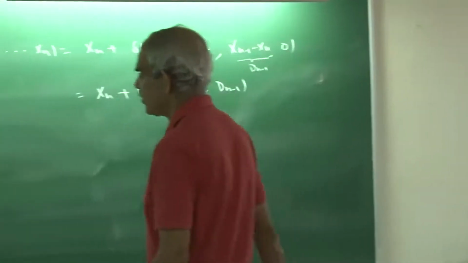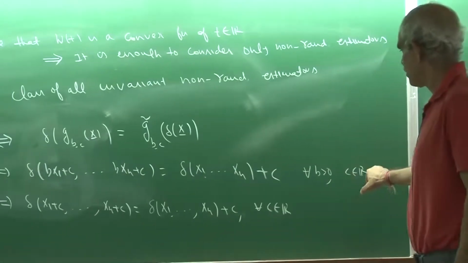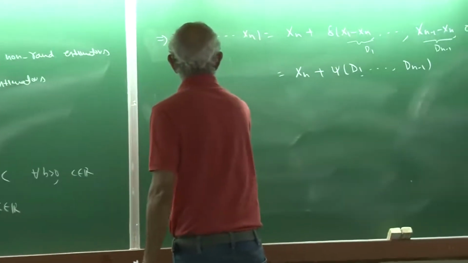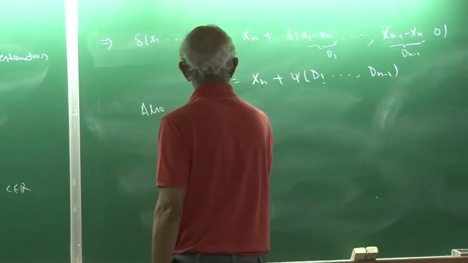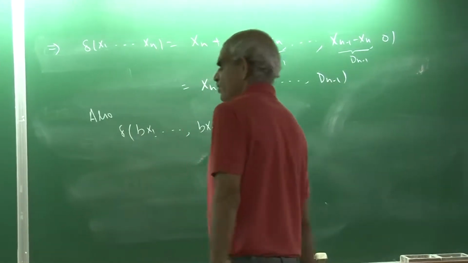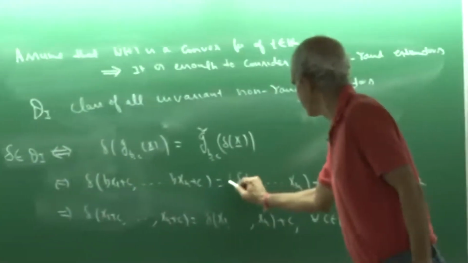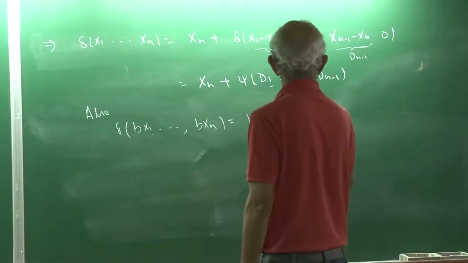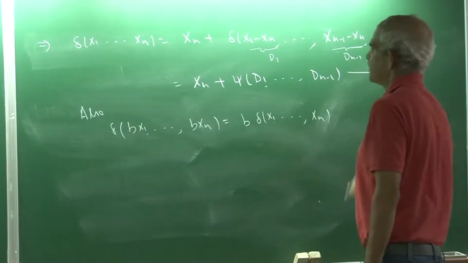Now I try to use the degrees of freedom which I can get by choosing c to be 0. So I take c to be 0, so that means delta of bx1, bxn should be same as b times delta of x1, x2, xn. I apply this property in star.